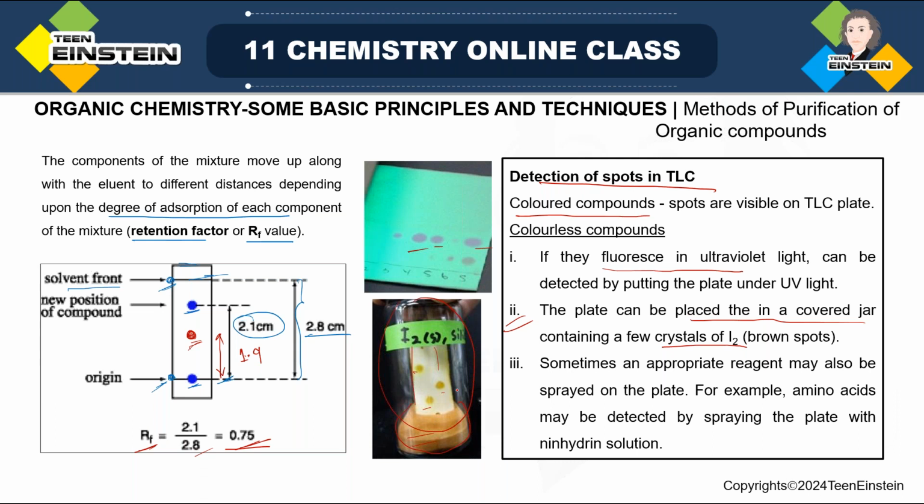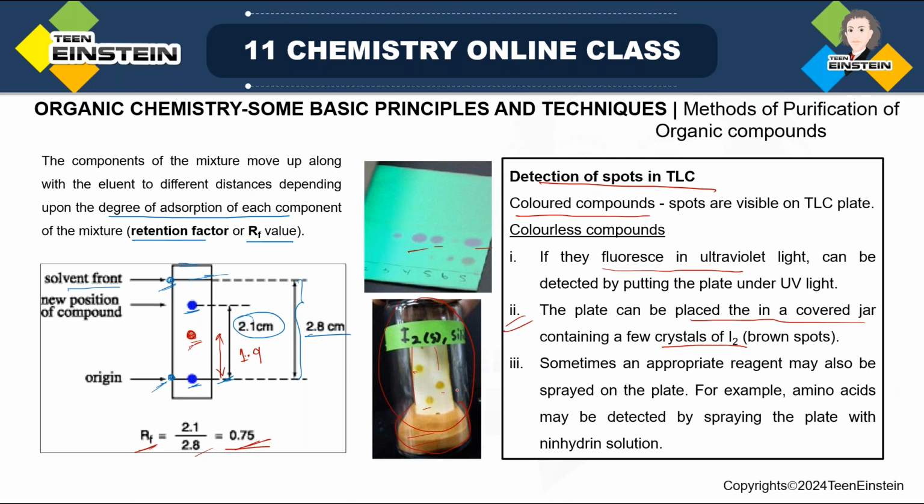And when we bring this plate out of the jar, then with time the vapor will evaporate and you will not be able to see any spot. But again, if you put it in the closed jar containing iodine, you will be able to see the brown spot. But it is not that you will always get it. It may happen for some compounds. So this is the second method by which you can detect spots in TLC.